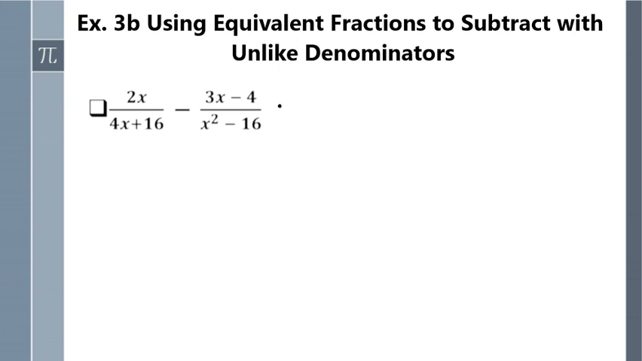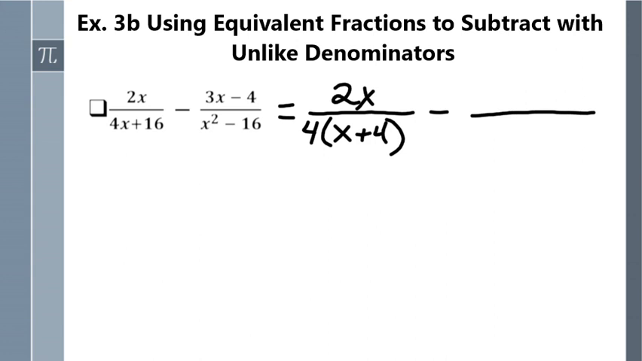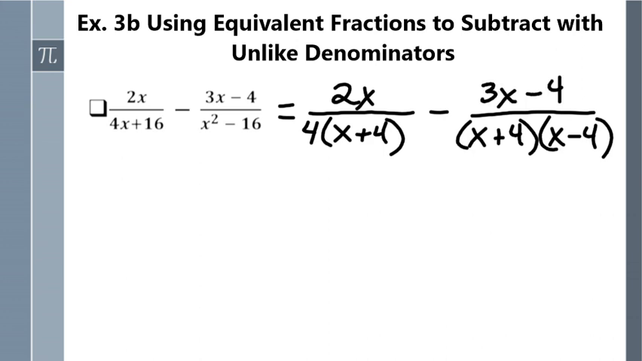So if I rewrite this with common denominators, or with finding the common denominator, I factor the denominators. So I can factor a 4 out in the first one, so I have x plus 4 left over. That's all over 2x. Now I'm subtracting over here. The second one, that's a difference of 2 squares, x squared minus 16. So that is x plus 4, x minus 4, and that's all over 3x minus 4.